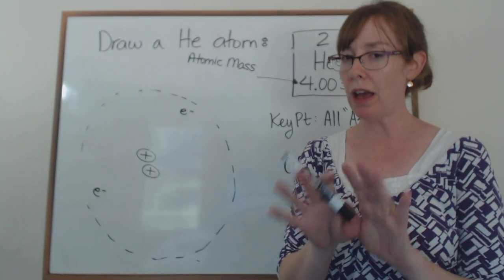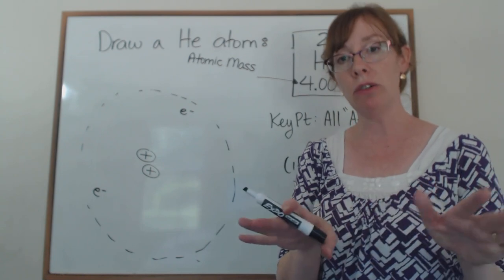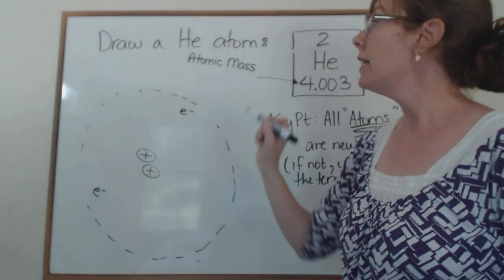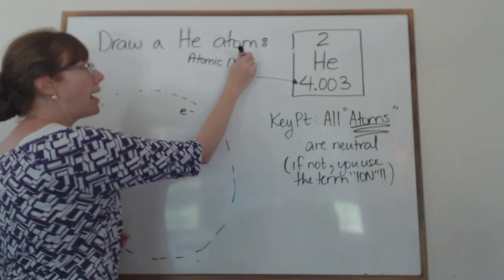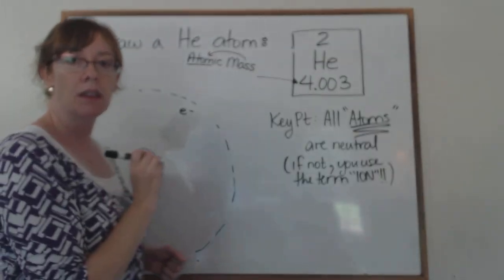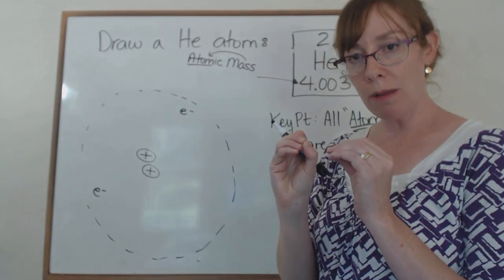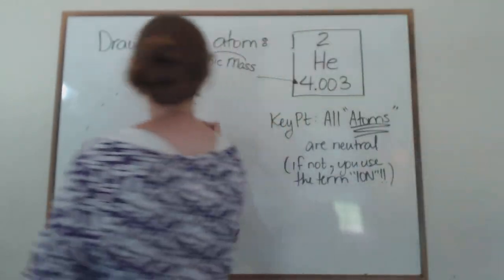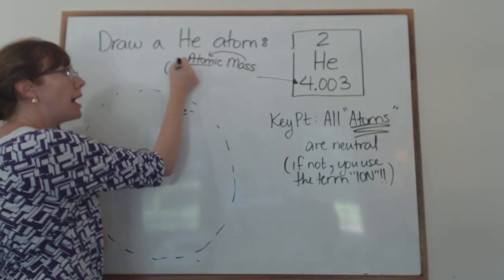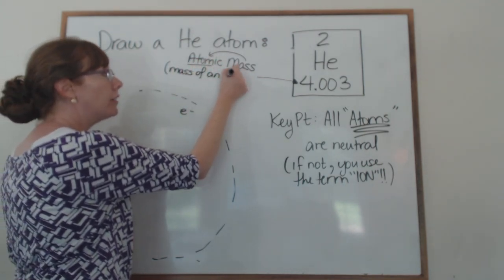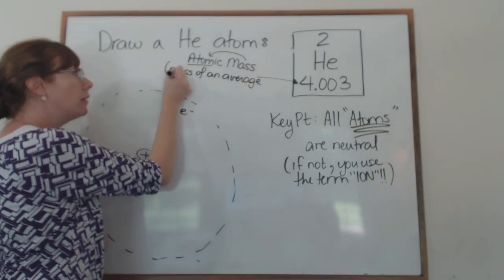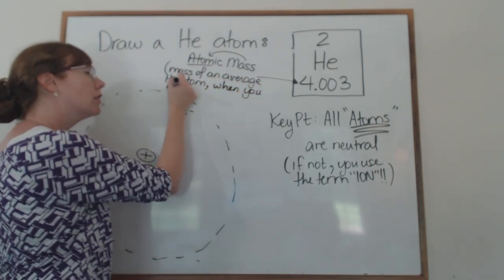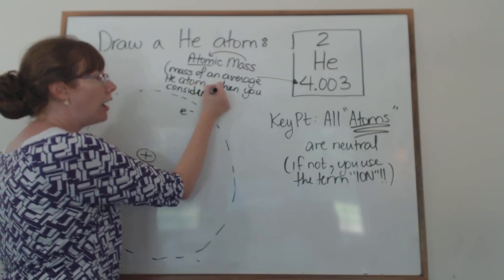Because I don't really want to talk about moles and molar mass yet, leave that alone for now. We will get to that in chapter 3, I believe. For now, we're just going to think about it as the atomic mass. Now, what does atomic mass mean? Well, it's the mass of an atom. But it's a little bit more complicated than that because of something called isotopes. Let me leave that alone for a minute, and let me just give you one thing to write in your notes. The atomic mass is the mass of an average helium atom when you consider isotopes.